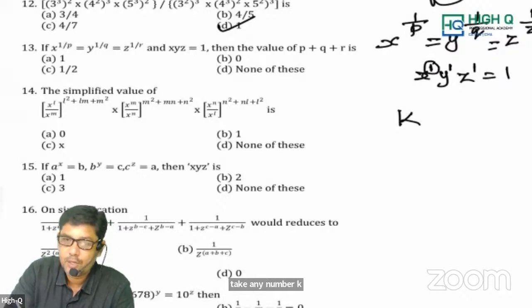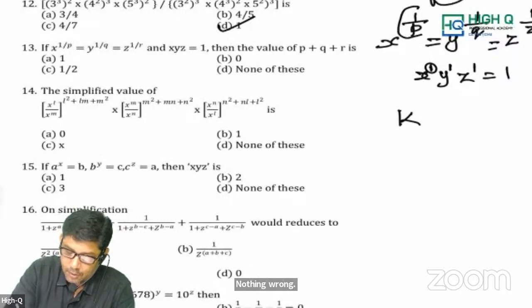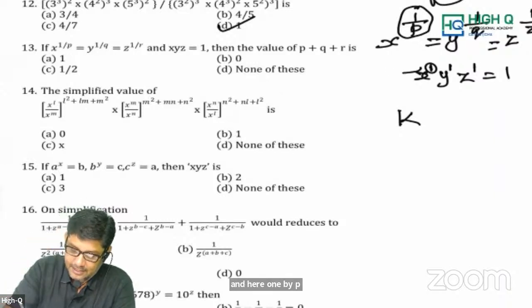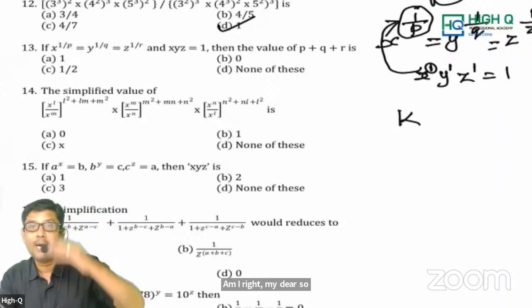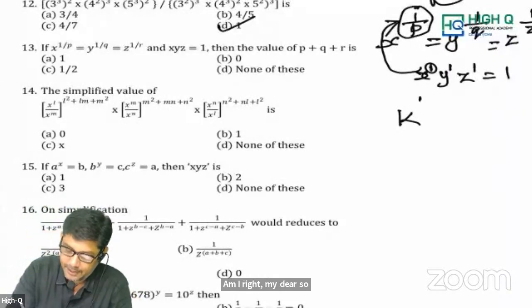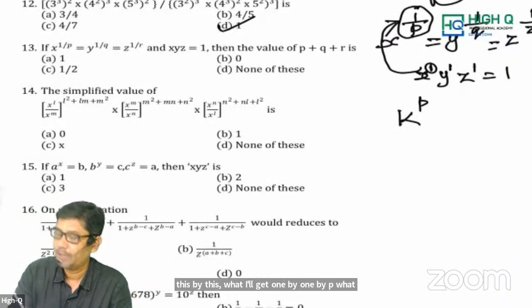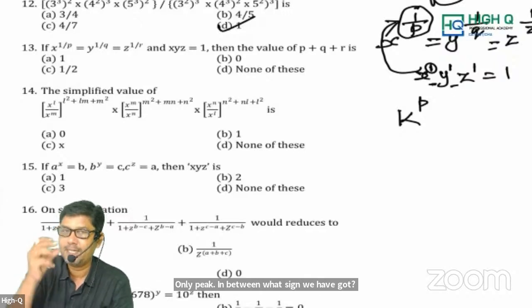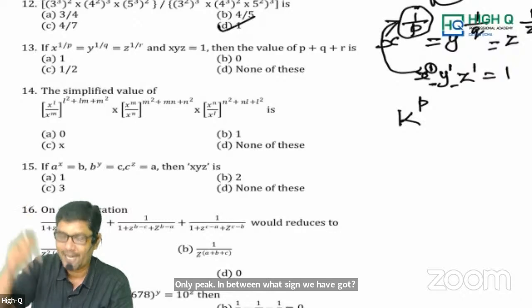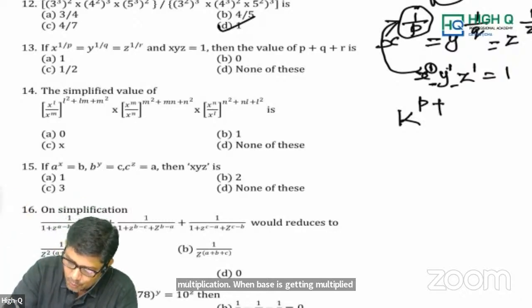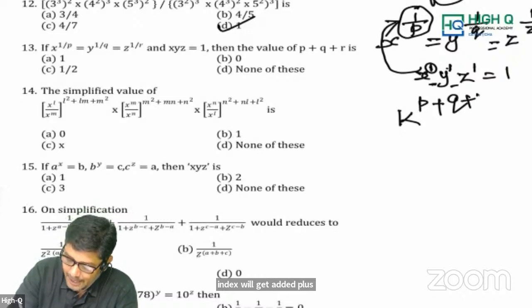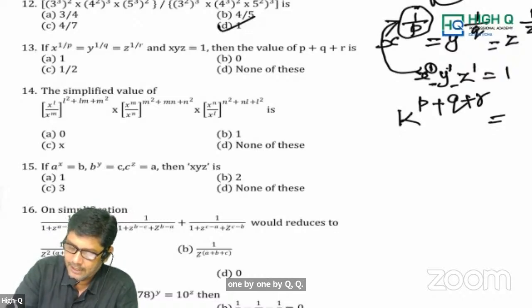X index is what? 1. And here, 1 by p. Am I right, my dear? So, this by this, what will I get? 1 by 1 by p. What am I going to get, my dear? Only p. In between, what sign do we have? Multiplication. When the base is getting multiplied, the index will get added. Plus 1 by 1 by q, q. 1 by 1 by r, r is equal to this right side 1 we have got.